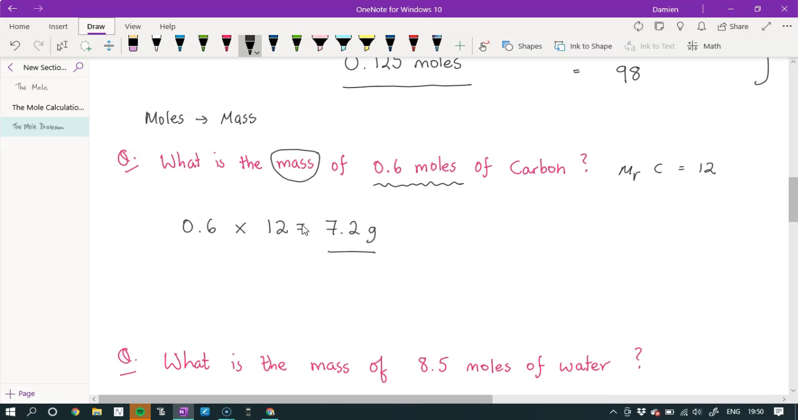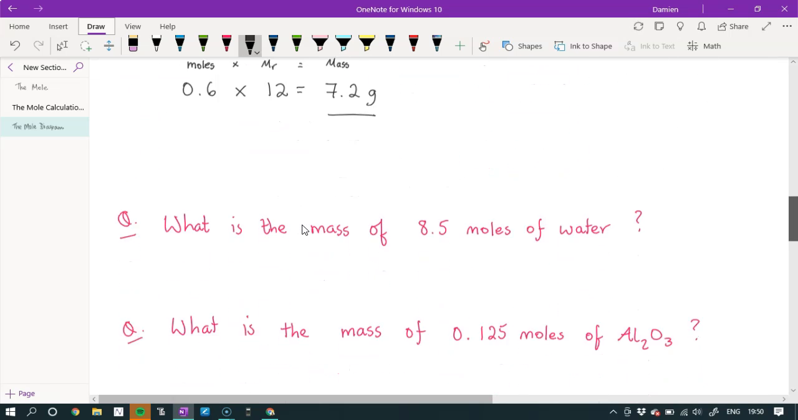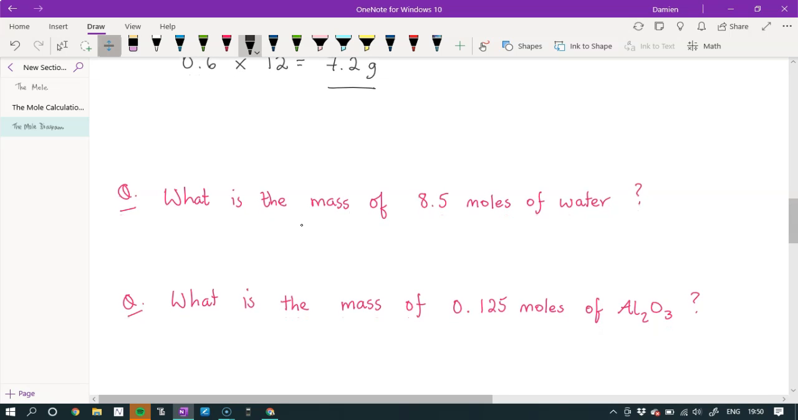And again, get the units right. We're asked for what is the mass. So this is our moles multiplied by molecular mass from the diagram, which gives you your mass in grams. Let's have a look at the next question. Do it the same way.